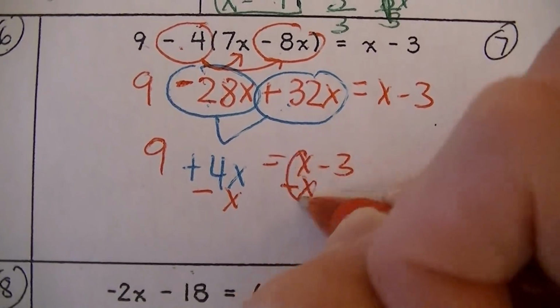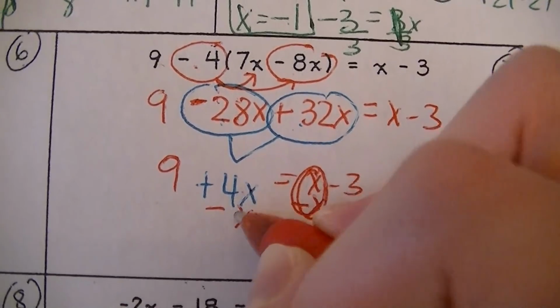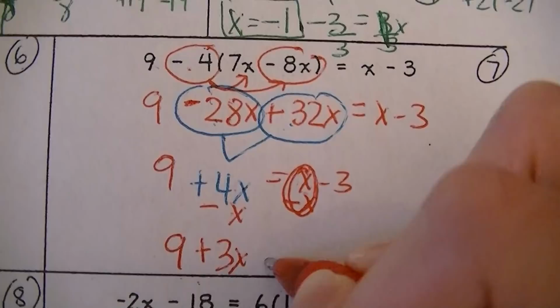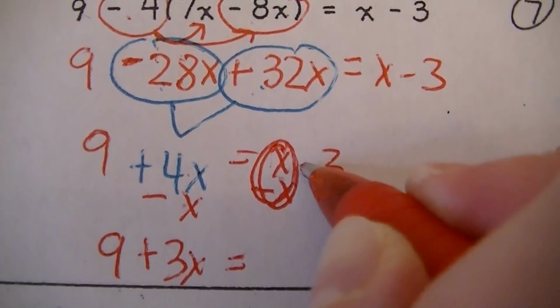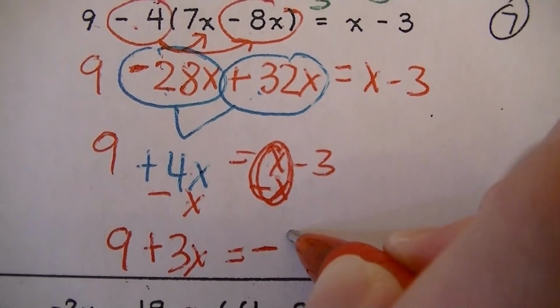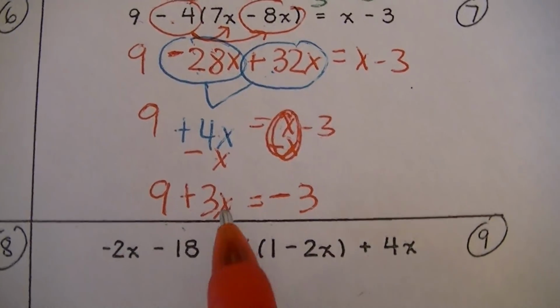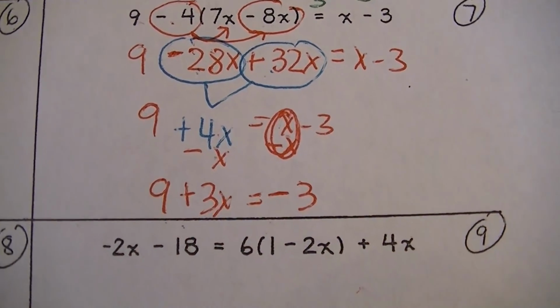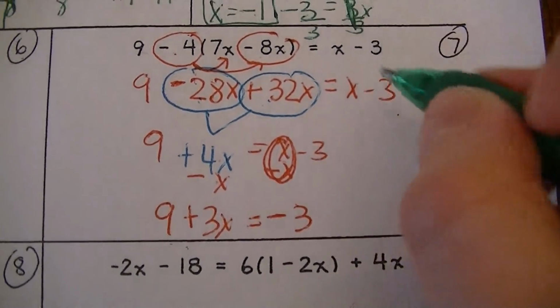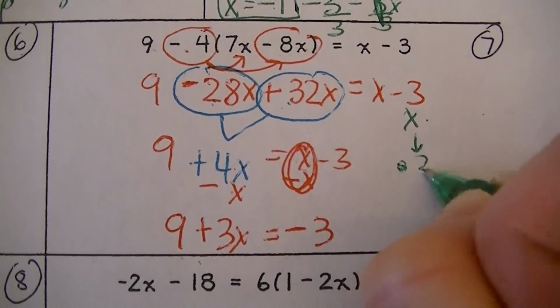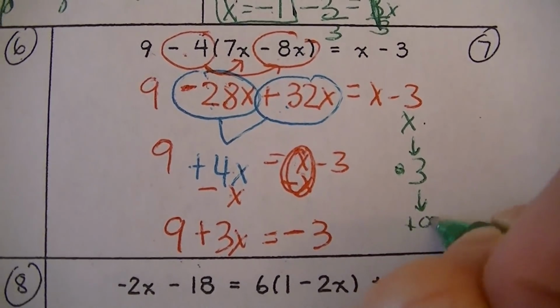X take away x is 0. 4x take away an x is a positive 3x. Please bring everything down. And also look right here, it's a minus 3x, or a minus 3. So bring down your minus 3, okay? Look, now you just have a variable on one side of the equal sign, and that's your cue to build it. Start with x, then they multiplied it by 3, and then they added 9.